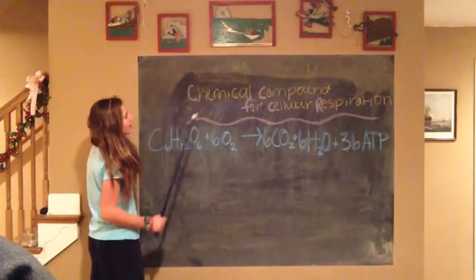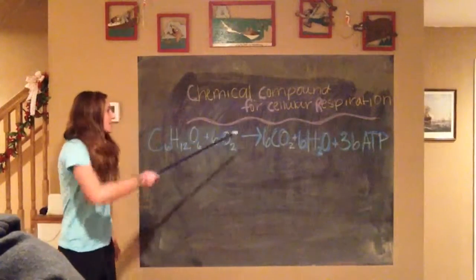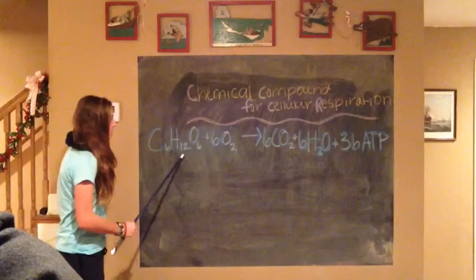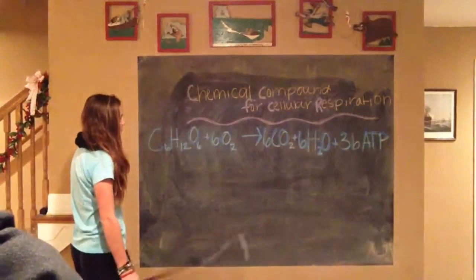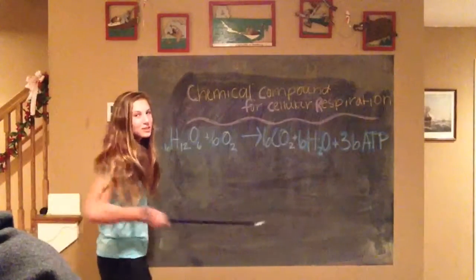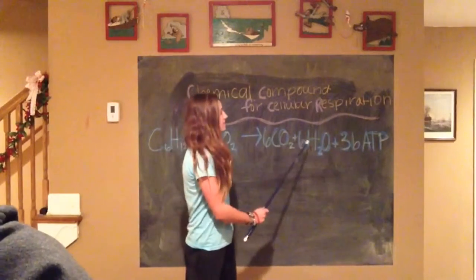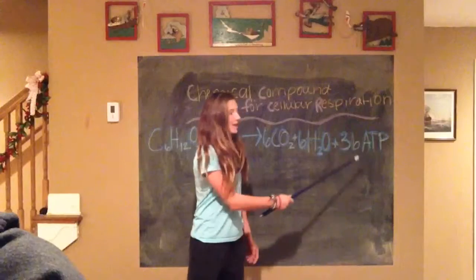Back to you, Julia. To finish this off, we're going to discuss the chemical equation for cellular respiration. It begins with C6H12O6, 6 carbon, 12 hydrogen, and 6 oxygen molecules, plus 6 O2, transferred to 6 CO2 plus 6 H2O plus 36 ATP.